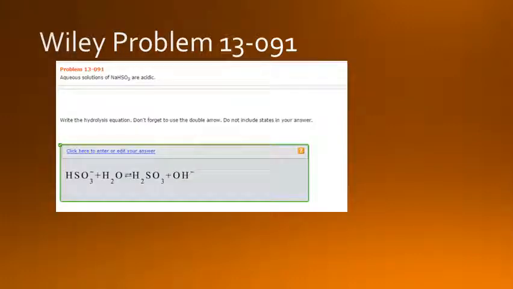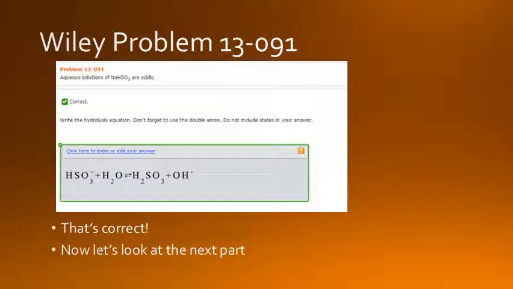If we put this answer into Wiley, just as we did on the previous slide, making sure to use our double arrow, we see that that answer is correct. Now let's move on to the next part.